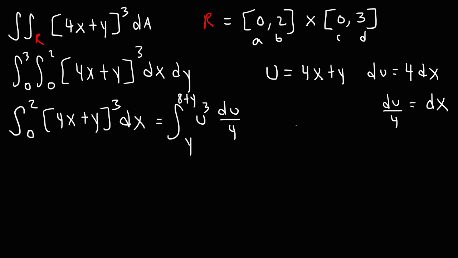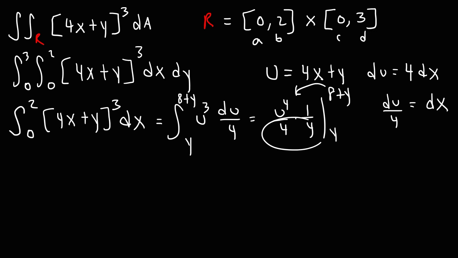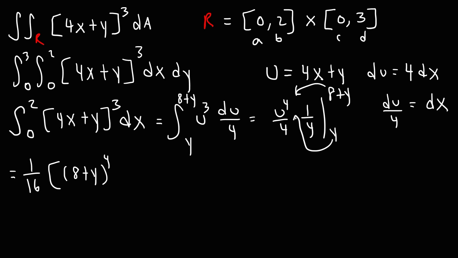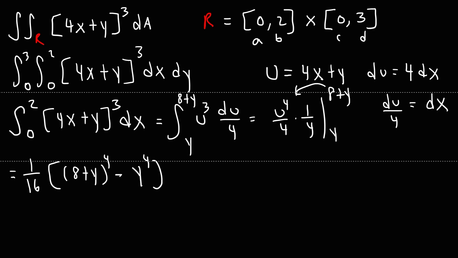So now we can take the antiderivative of u to the third. So it's going to be u to the fourth over 4. The du is gone, but we still have this other 4 on the bottom. So that's times 1 over 4, evaluated from y to 8 plus y. So now we can plug these numbers in, and 4 times 4 is 16. So we're going to have 1 over 16, and then it's going to be 8 plus y raised to the fourth power, and then plug in y now. That's just going to be minus y to the fourth. So this is the answer that we have currently.